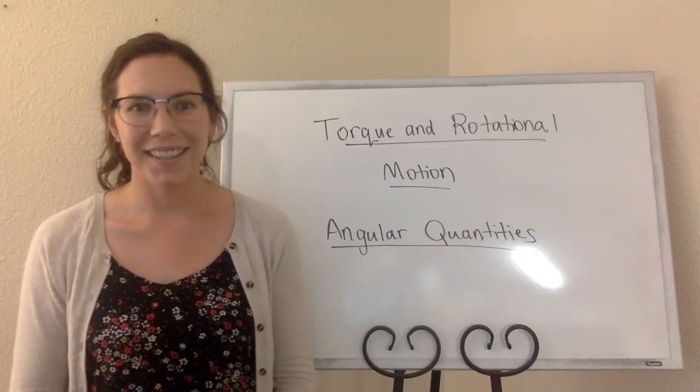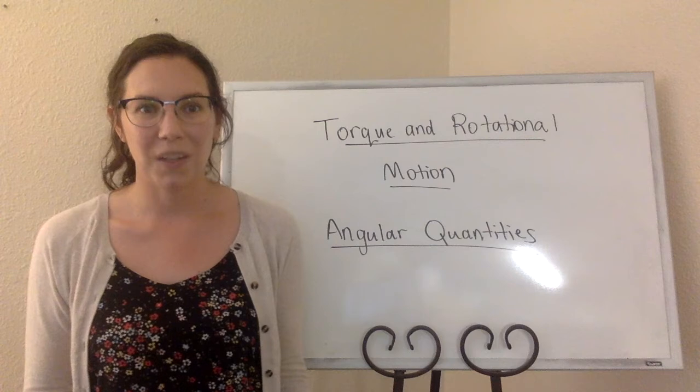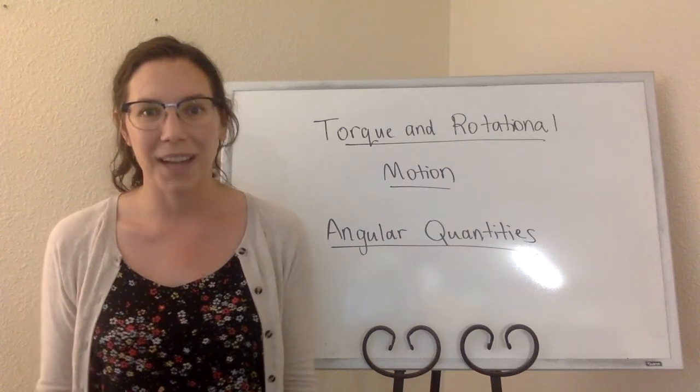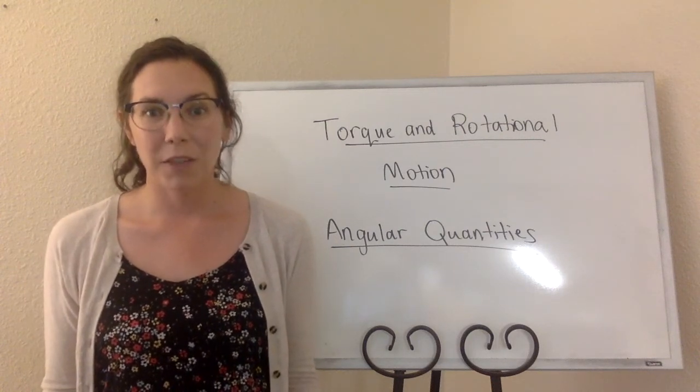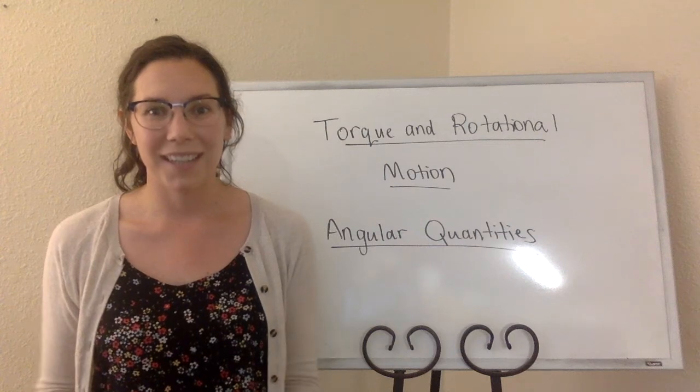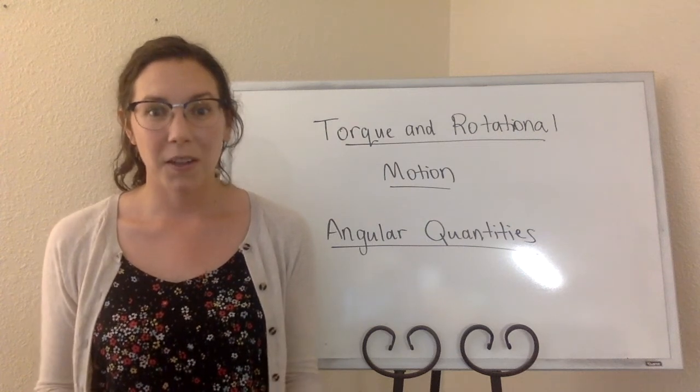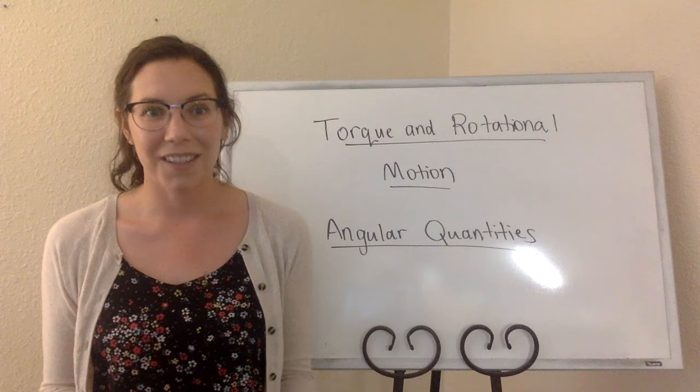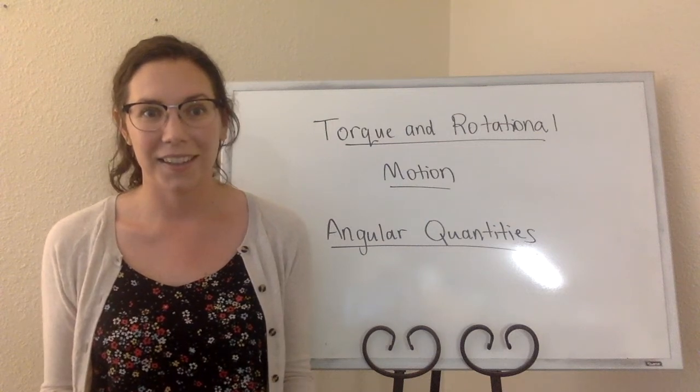Hi everyone. In this section on torque and rotational motion, I'll begin with an introduction to angular quantities. A rigid body is an object of definite size and shape. The particles within the rigid body have a constant relative position to one another.